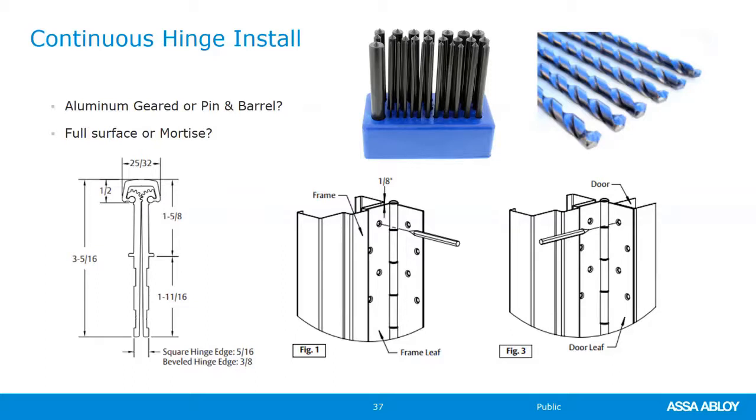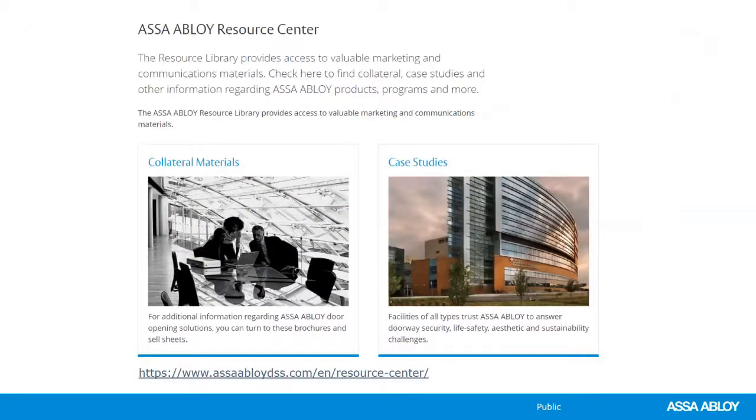Now this brings me to some other digital tools that ASSA ABLOY has that can help you out. One of those is the ASSA ABLOY DSS resource library. So if you're on a PC and you're looking for catalog pages, installation instructions, templates, all of these things can be found at the ASSA ABLOY DSS Resource Center. And that's for all of our door security solutions brands. So everything that we sell in North America that is a part of DSS can be found at that one location.